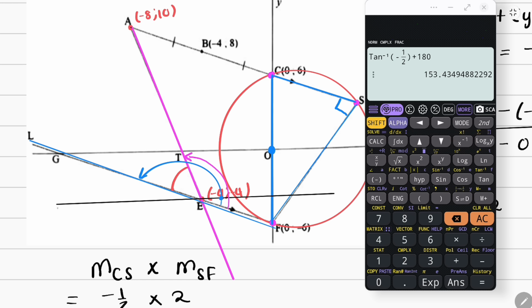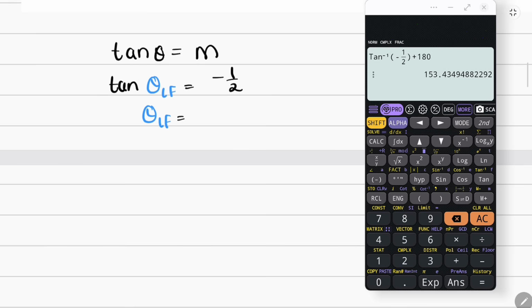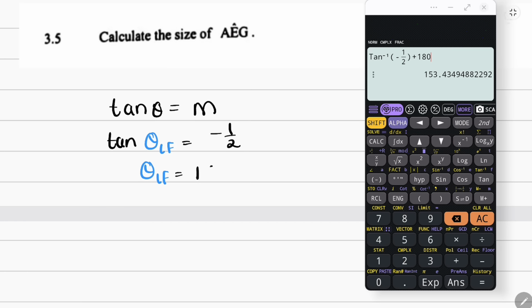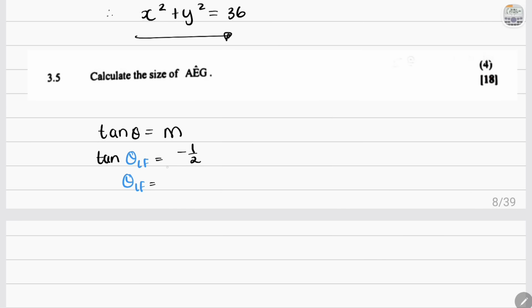That's 153 point something. So this gives us 153 point 43494. The thing is, you don't have to round off. What I can just do is leave the calculation. So I'll say this is shift tan, negative 1 over 2, and then plus 180 degrees, and I'll leave that there.